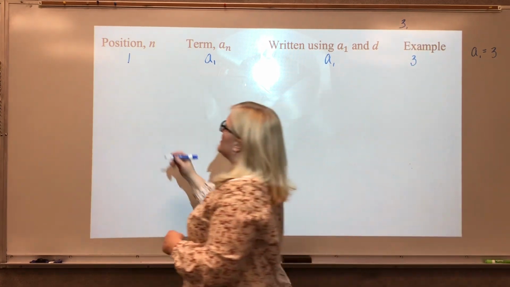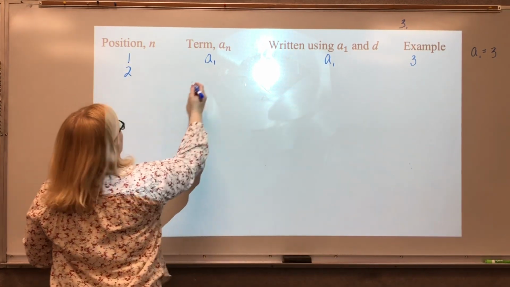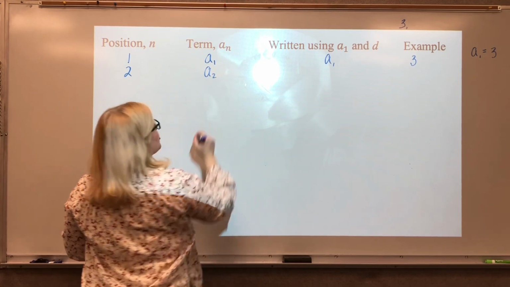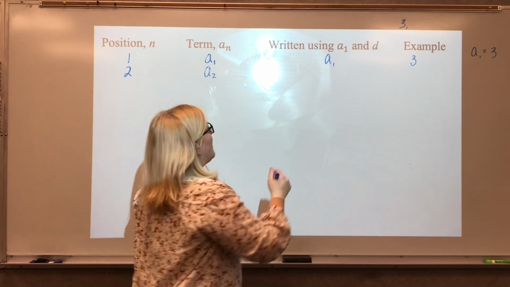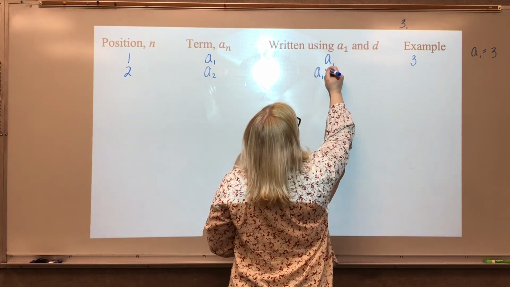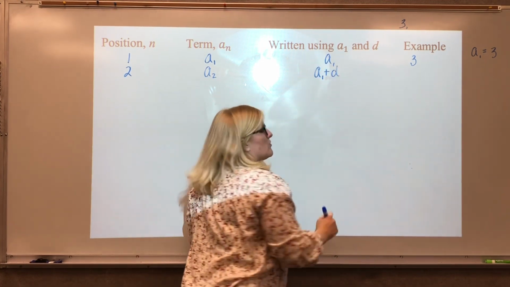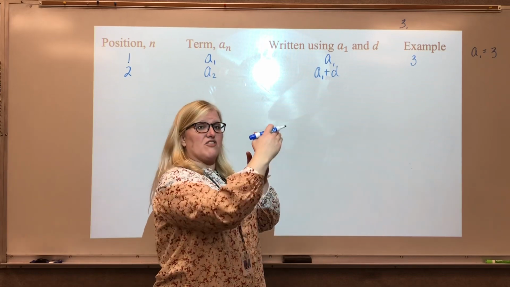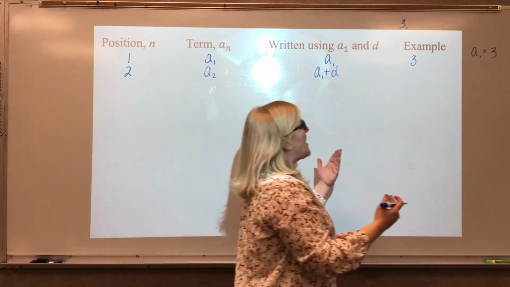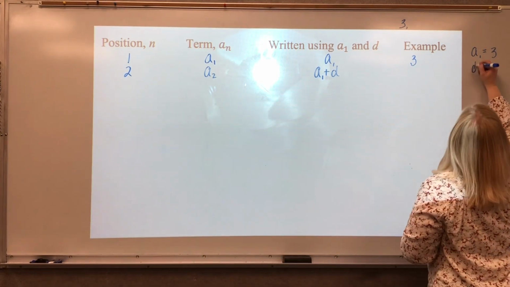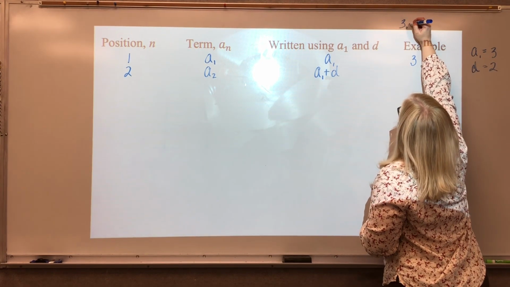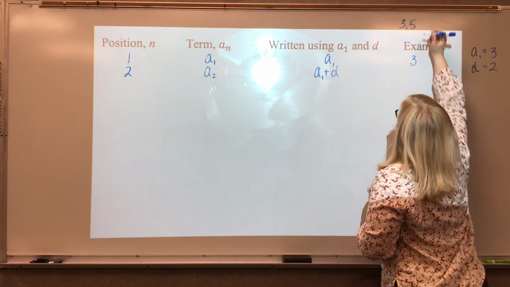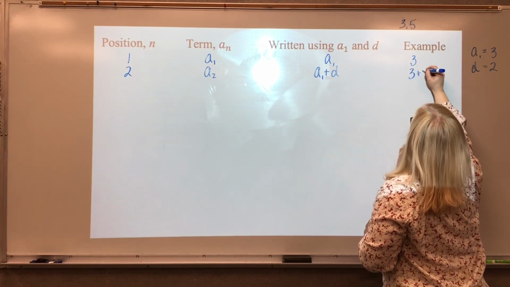My next number is my second number. We're going to call it a sub 2. That's my second number. That's the actual number itself. And what I've done with it is I've added d to it. Remember, d is that difference, okay? And let's say we make d 2. So I have 3, and then I have plus 2 is 5. So this is 3 plus 2.